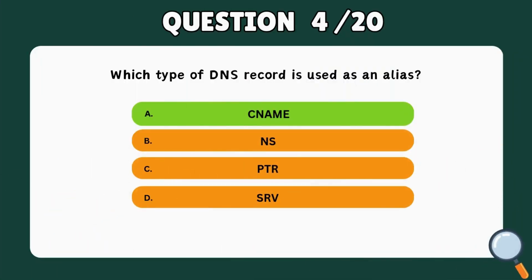Question 4. Which type of DNS record is used as an alias? A. CNAME. B. NS. C. PTR. D. SRV.